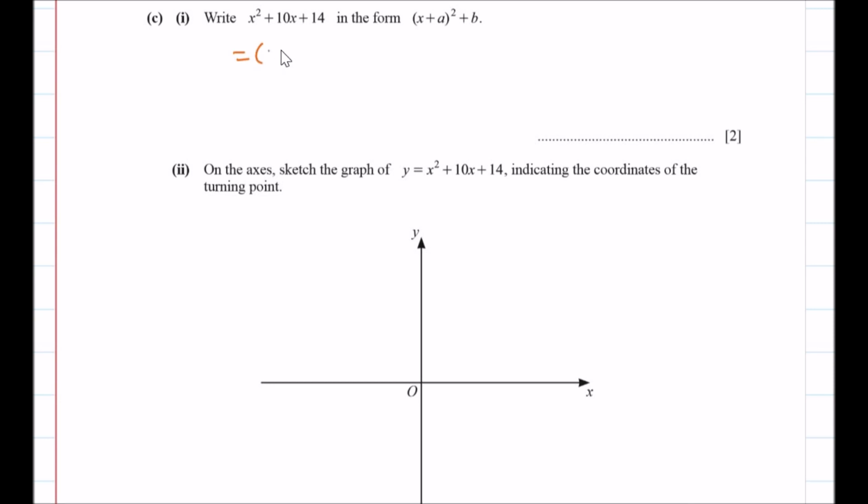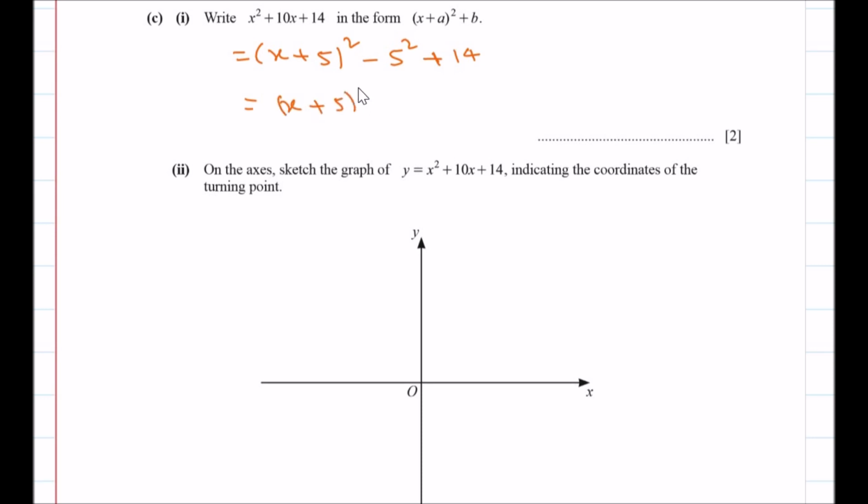First of all, bracket x, then we have plus sign, so put plus 10. So 10 divided by 2 gives us 5 whole square, right? Now minus 5, whatever number you got, that same thing you have to square and subtract. Plus 14 there, so plus 14 as it is. Okay, now let us simplify.